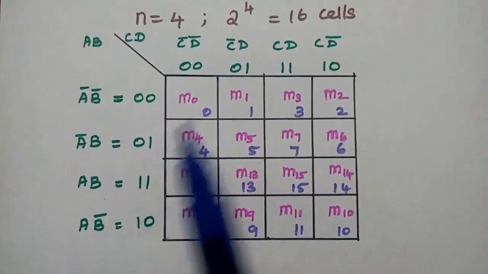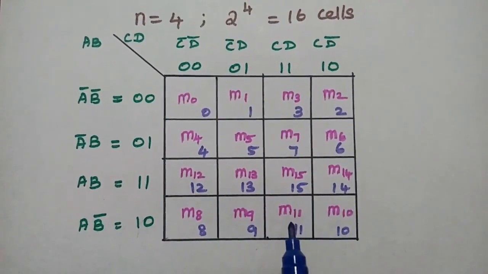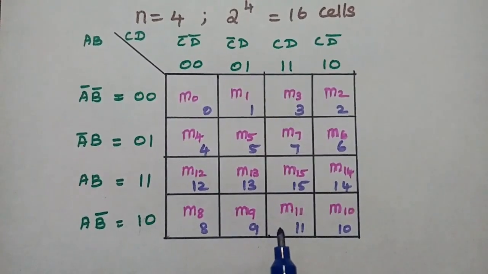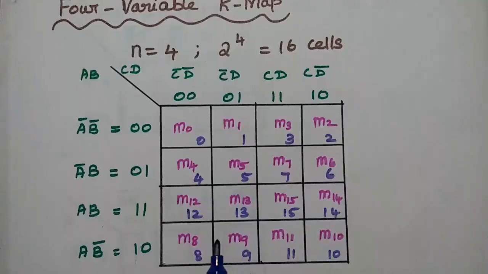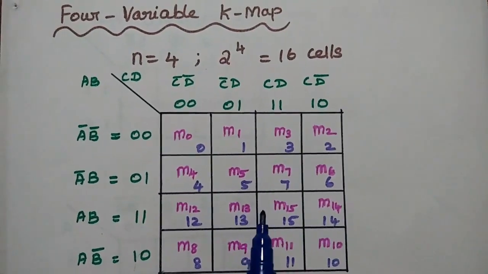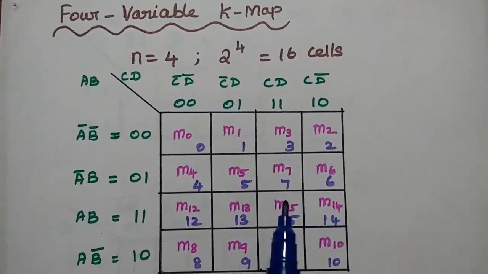So this representation is very important. Based on that, we can solve Boolean expression problems. After placing the values, the next step is to group the adjacent ones.